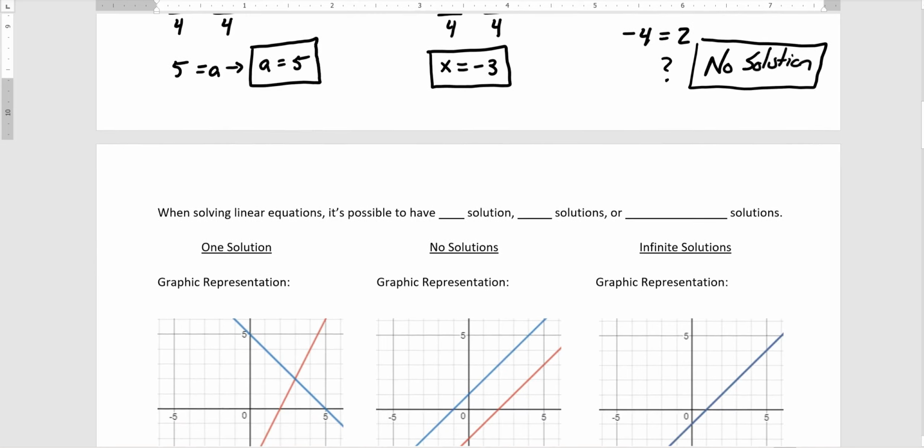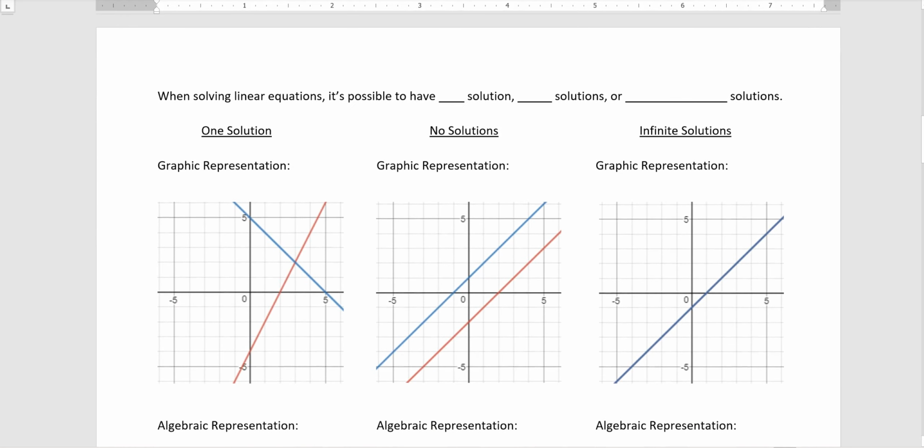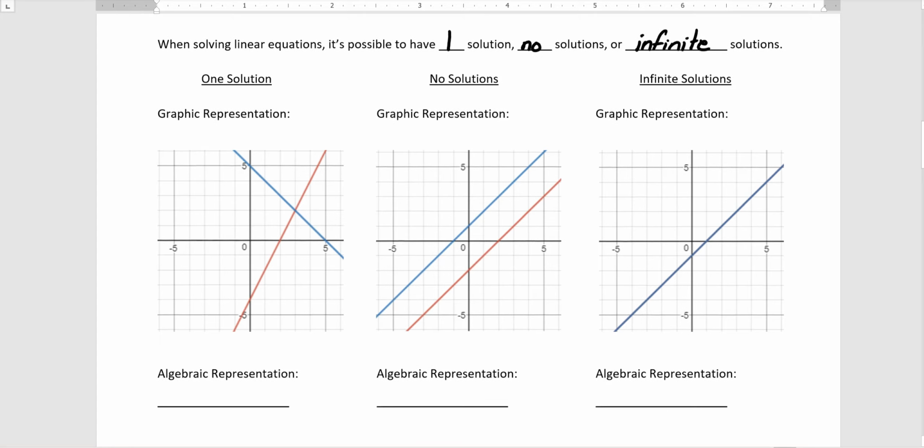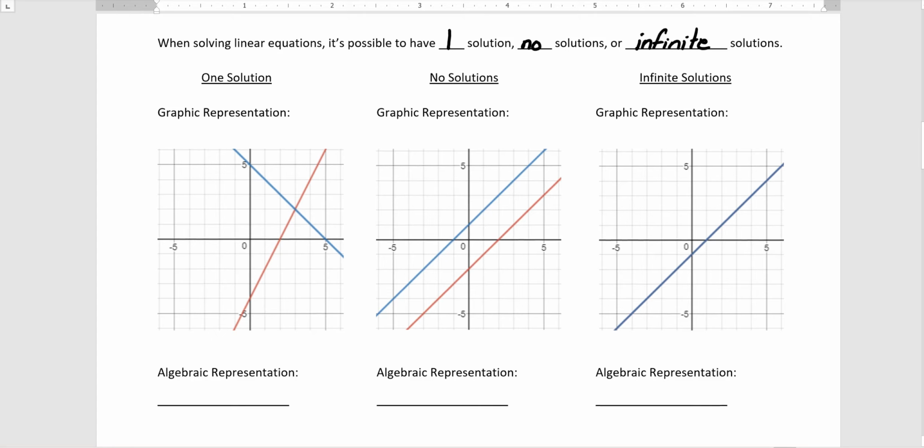All right, so there's actually 3 possibilities when we are solving these equations. It's possible to have one solution, like we've seen. It's possible to have no solutions, or it's possible to have infinite solutions. And I've shown this in the graphs below if you look here. One solution occurs when we have two equations that touch at one point. So most of the equations we did up above, if we were to graph both of these equations, they'd intersect at one point.